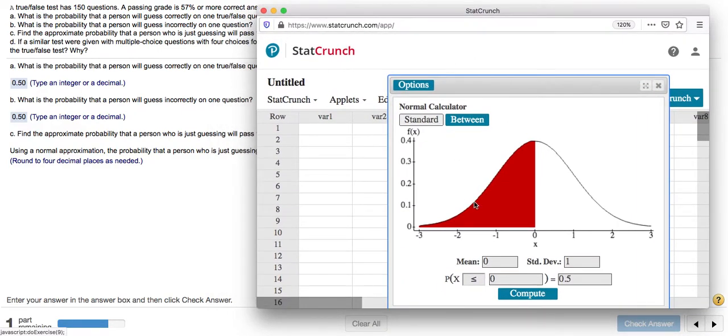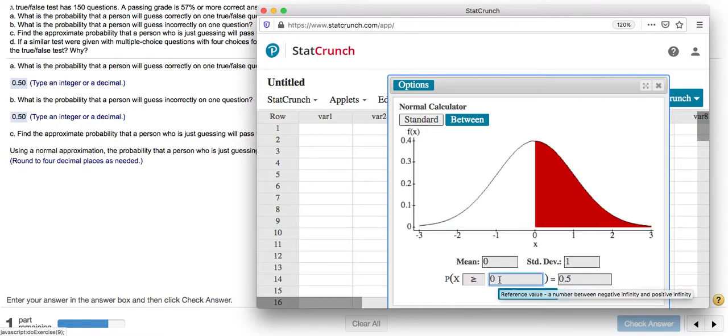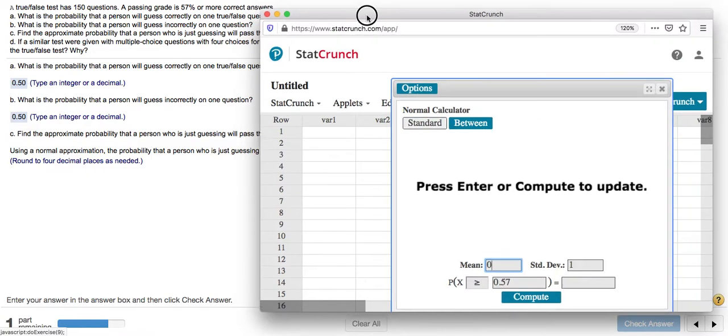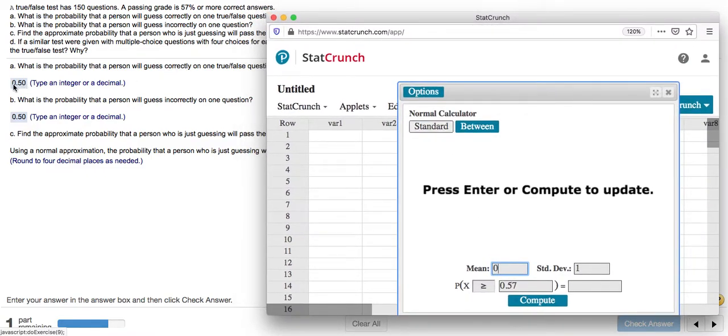And what we're looking for is the probability that someone randomly guessing will get more than 57% of them correct. But what we need is the correct mean and standard deviation for this problem. So here, I took this 0.57, I converted it to a probability, and I'm asking, what is the probability that a person randomly guessing will get that score or higher to pass? So for the mean, that is going to be equal to this 0.5 here. So I'm going to put in 0.50.